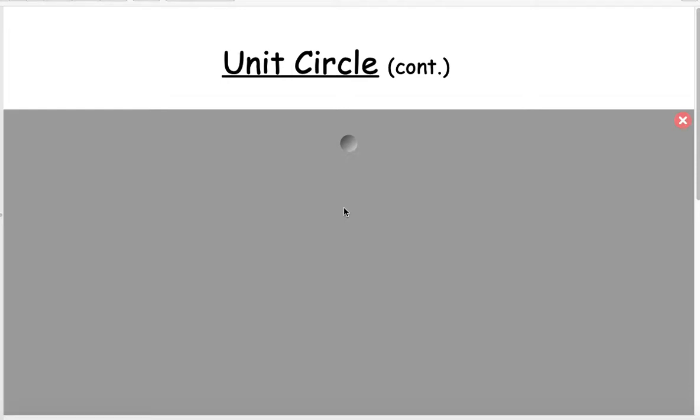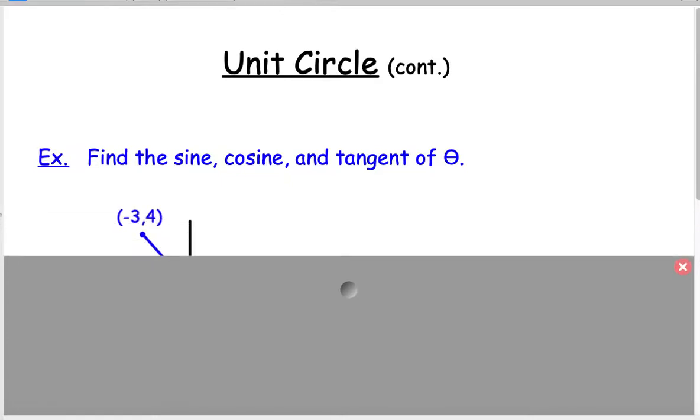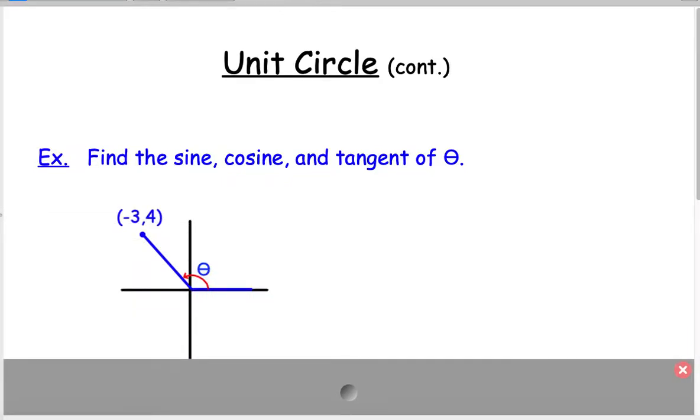Okay, let's continue and extend some of the ideas that we've learned from the unit circle to points that are outside of the unit circle. So for example, find the sine, cosine, and tangent of theta in this picture.